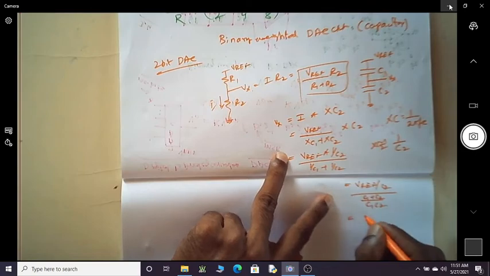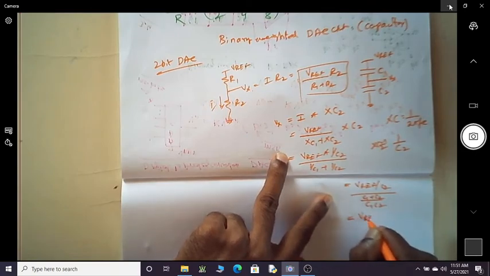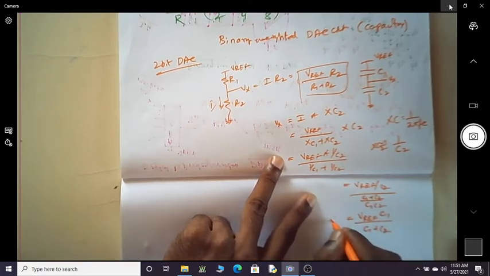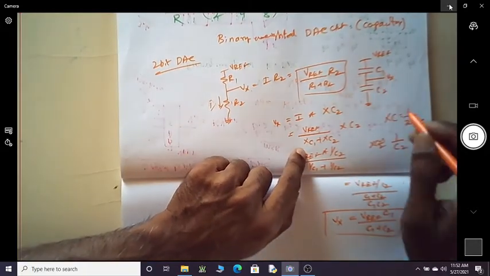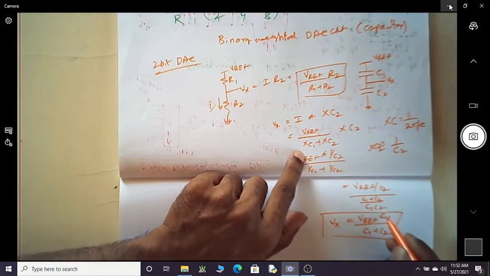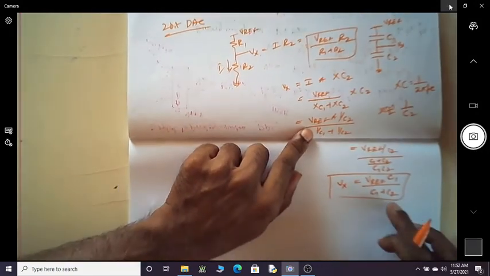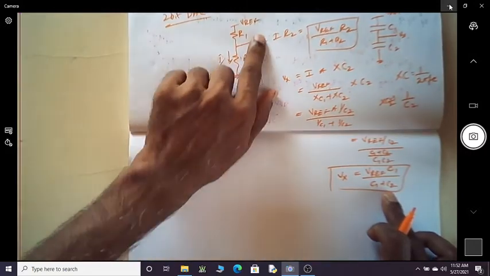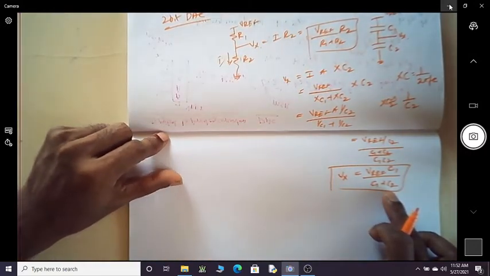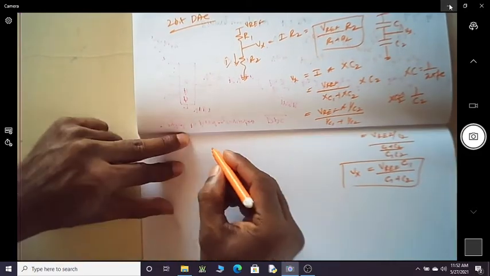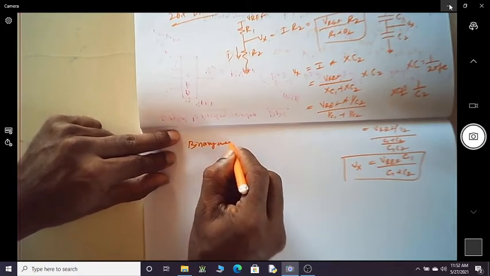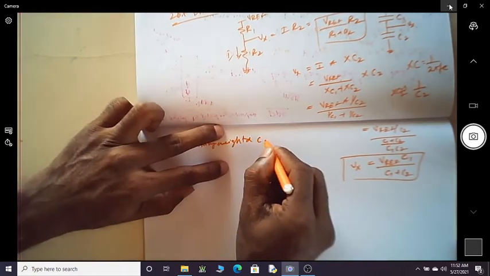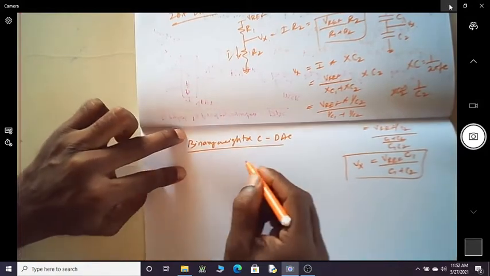If you rearrange it, it will come out to be V reference multiplied by C1 by C1 plus C2, meaning the voltage at this point Vx across C2 is nothing but V reference multiplied by C1 divided by C1 plus C2. So this is the basis for understanding the binary weighted DAC circuit using capacitors. So let us start writing the circuit diagram of this binary weighted C DAC.